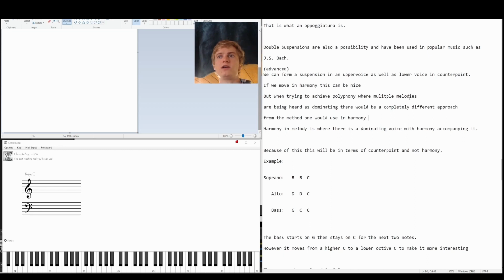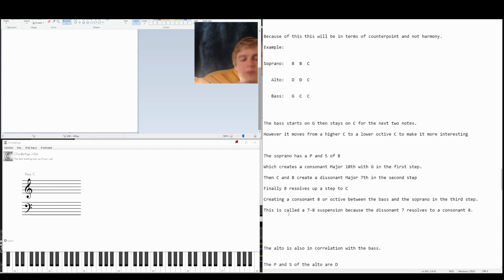Harmony in melody is where there is a dominating voice, the melody, and then there's a harmony accompanying that. While in counterpoint, you're going to have two different voices that are both dominating, and you're hearing them both as the dominant voice. There's not one voice accompanying another. They're both their own voices playing their own separate melodies. And because of this, this is going to be in terms of counterpoint and not harmony.